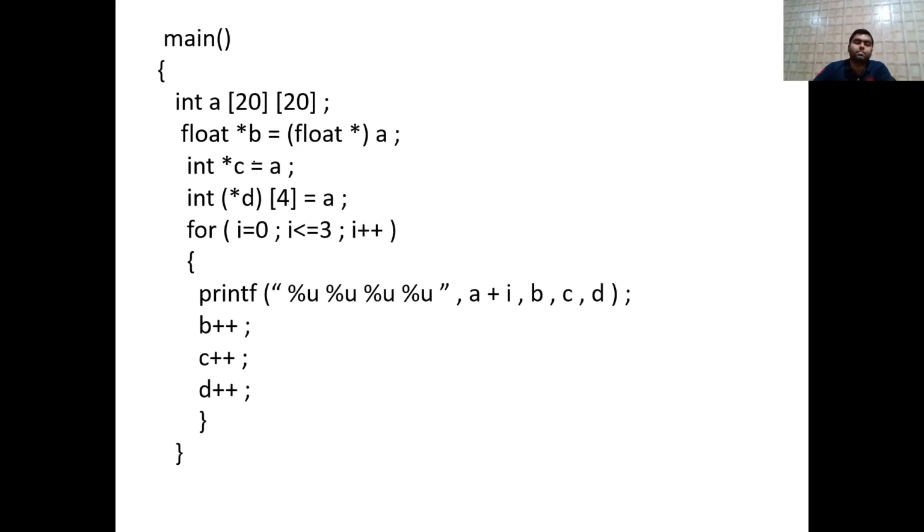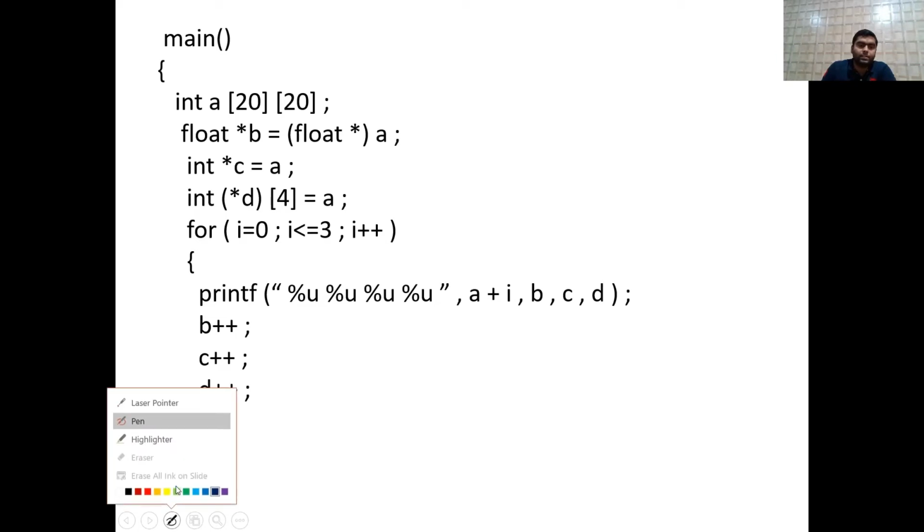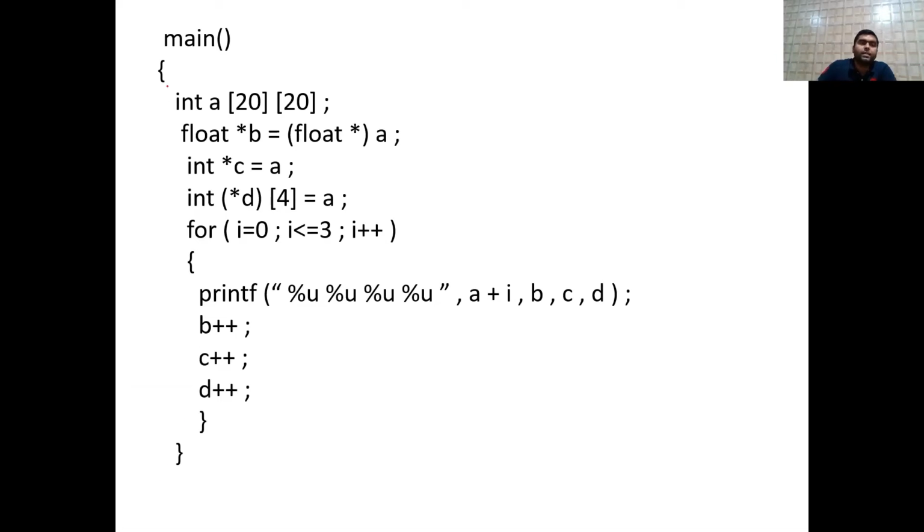observe very carefully. So this is an interesting question. So this is saying that this is the main part of the program. Okay, and this is a for loop. Observe very carefully. So first of all, a of 20 20. So what is a of 20 20?